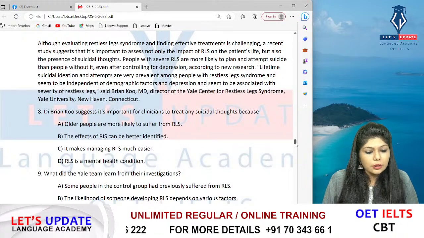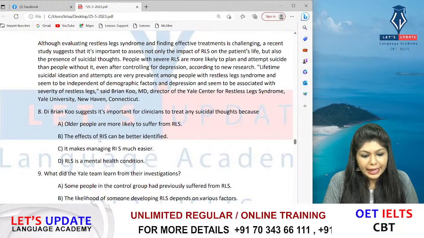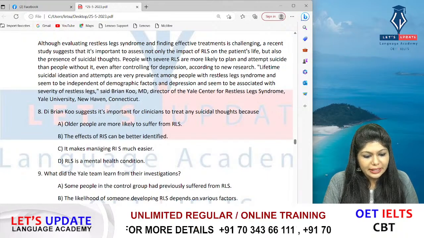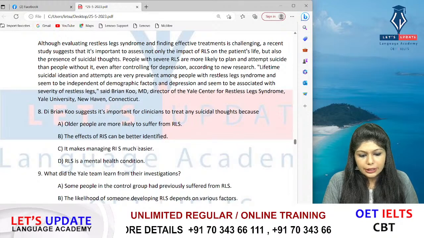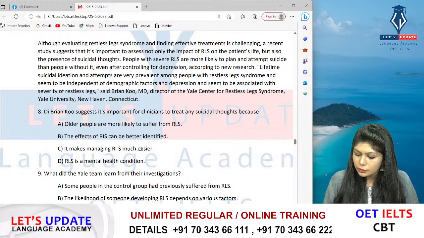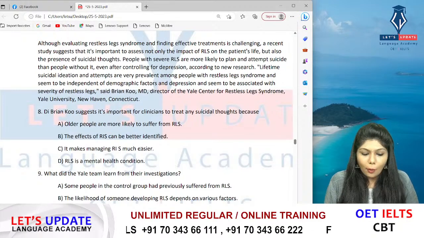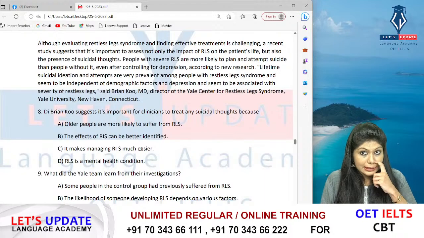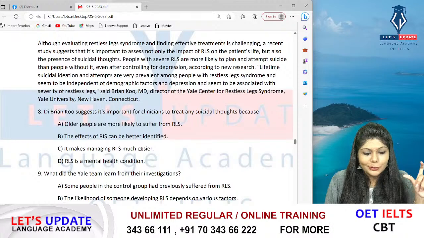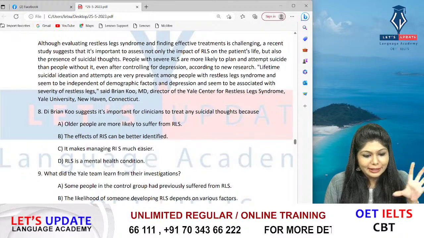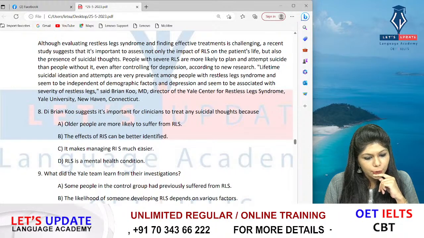Okay, so option B is the effective RLS can be better identified. It's RLS, and option C is it makes managing RLS much easier. There are no spelling mistakes in the options. So don't think that it's RIS and don't choose any other answer. It's RLS only.